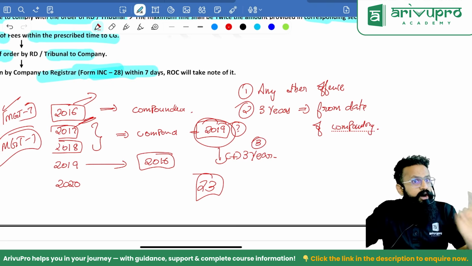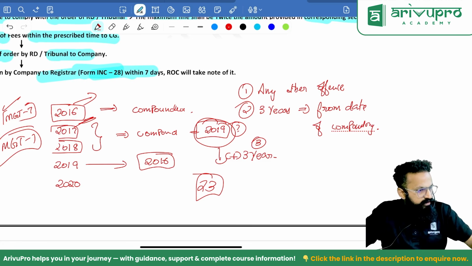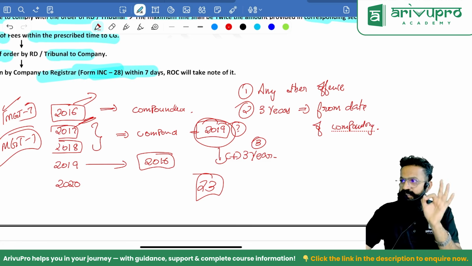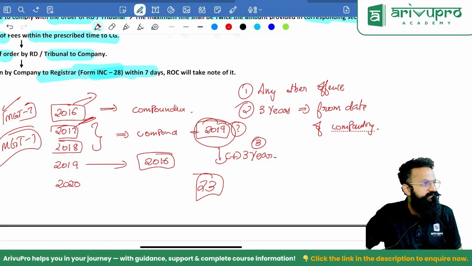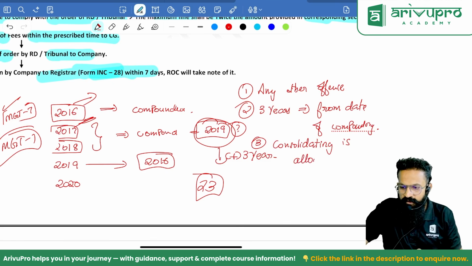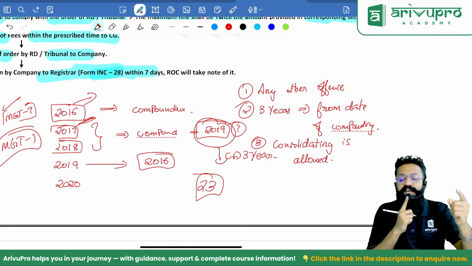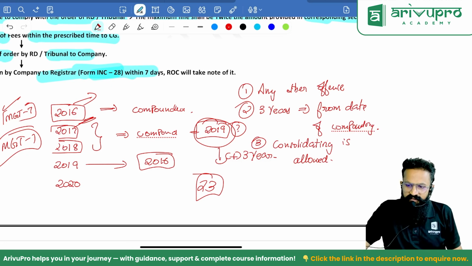Can I join my applications? What do you mean by that? Can I join applications of 2016, 2017, 2018 at once and file a compounding application? Is it allowed? Or do I have to file year-wise? You can always file one joint application consolidating your particulars. Consolidating is allowed. Meaning what? I have not filed MGT7 for 2 years; I cannot take it as one is different, another one is different. You can file a consolidated application. It is allowed.